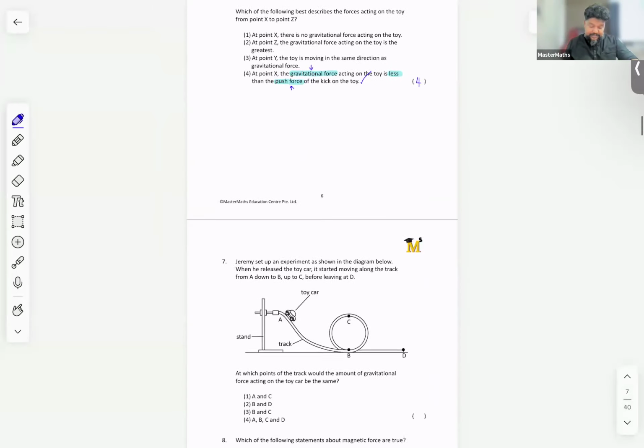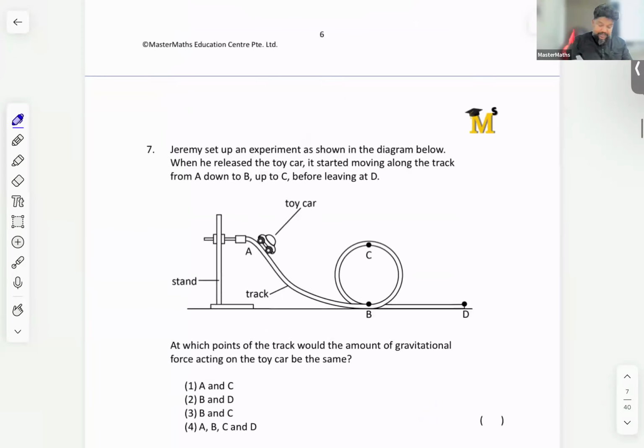Right, next. Look at this. At which points will gravitational force be the same? This is the same question again and again. Akila, at which points will it be the same?